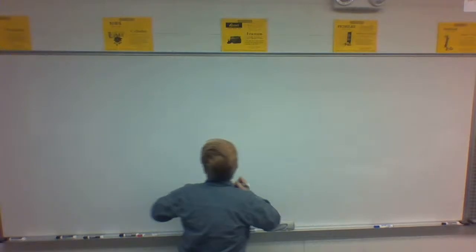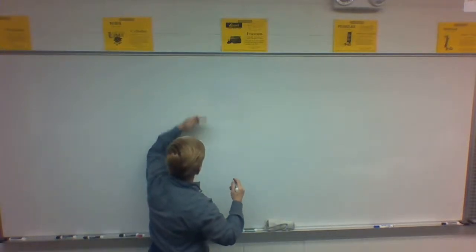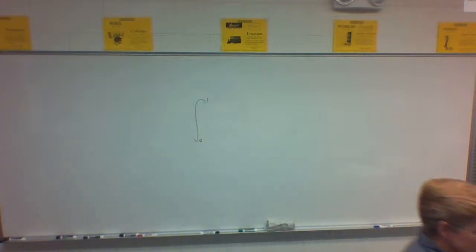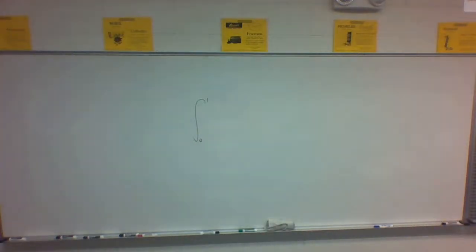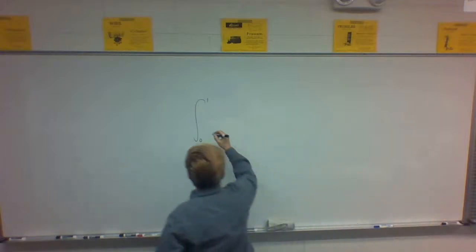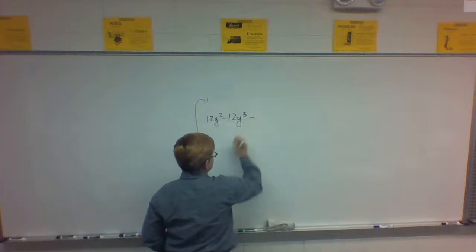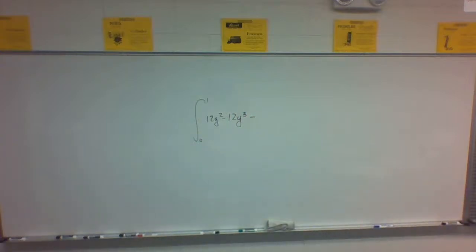So to finish it, to do this one, if we go with the 0 and the 1 on this, we're integrating along the y, going up from 0 to 1. And it will be right one minus left one, which would be 12y squared minus 12y cubed, minus the other one, which is 2y squared minus 2y.